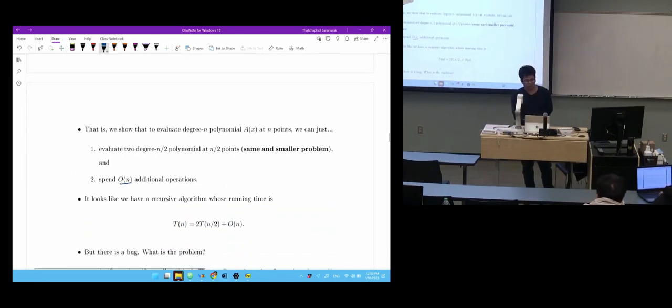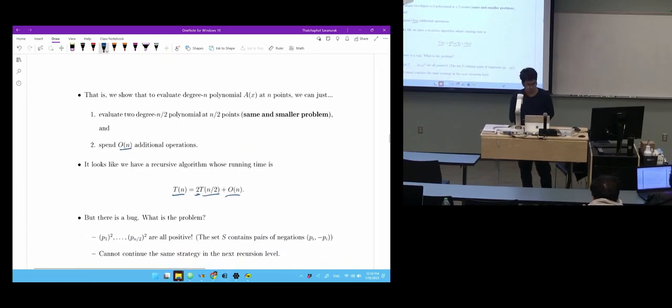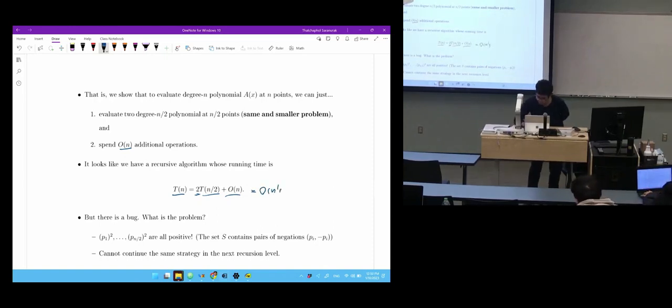So what does it look like now? It looks like we get a recursive algorithm such that we have a problem of size n. You reduce the problem to two subproblems on A even and A odd of size n over 2. Once you have done that, you just do n operations more. Okay. And if you solve it, you're just gonna get n log n. So that looks good, except that there is a bug. There is a problem with this argument.